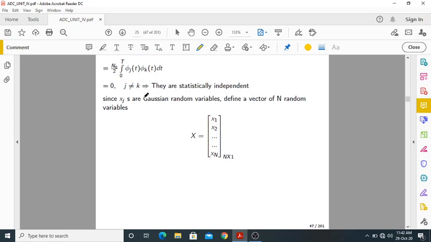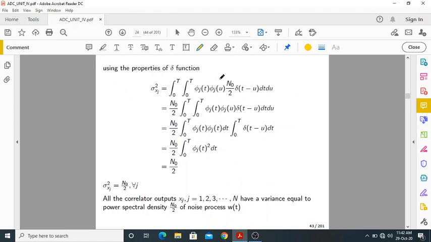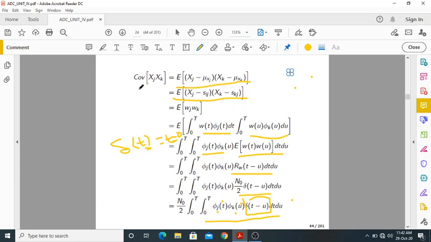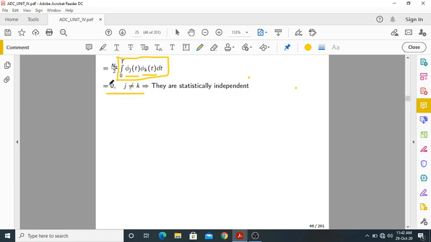So what is 0 finally? The covariance is 0. Please remember, I started with the covariance of xj, xk. When j is not equal to k, obviously this has to be true. When j equals k, this is not a covariance, it is simply the variance. When j is not equal to k, we are finding the covariance of xj, xk. What did we get? Finally, 0.